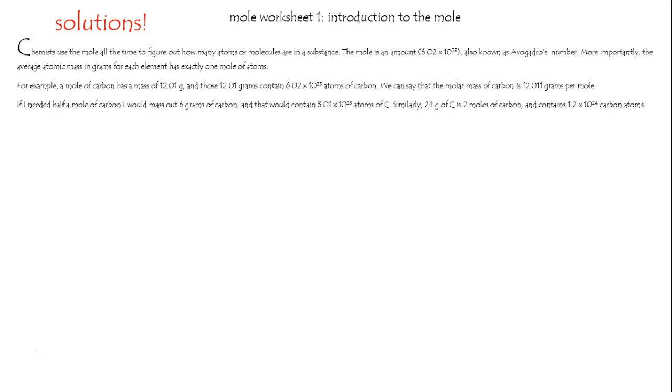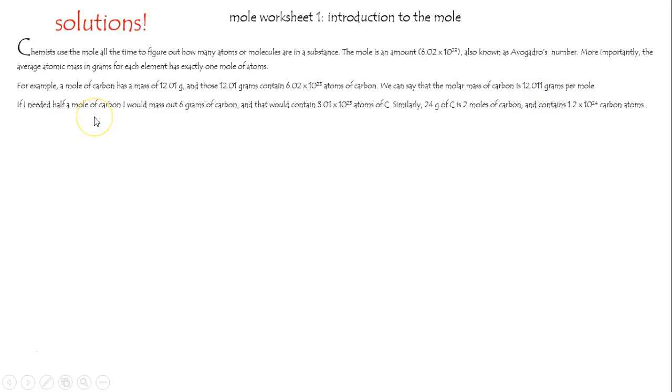a substance. The mole is an amount, 6 times 10 to the 23rd, right? The mole is a number, and it's easy to measure. It's also known as Avogadro's number. More importantly, the average atomic mass in grams for each element has exactly 1 mole of atoms. For example, a mole of carbon has a mass of 12.01 grams, and those 12.01 grams contain 6 times 10 to the 23rd atoms of carbon. We can say that the molar mass of carbon is 12.011 grams per mole.